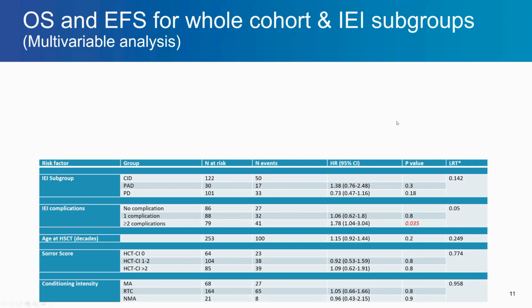When we considered other factors in terms of multivariable analysis, it was only the number of IEI complications that was statistically significant in terms of affecting event-free survival. So patients with more complications at transplant did worse. Interestingly, conditioning intensity was no longer significant. So that data will be online soon in Blood, and will be published in due course.